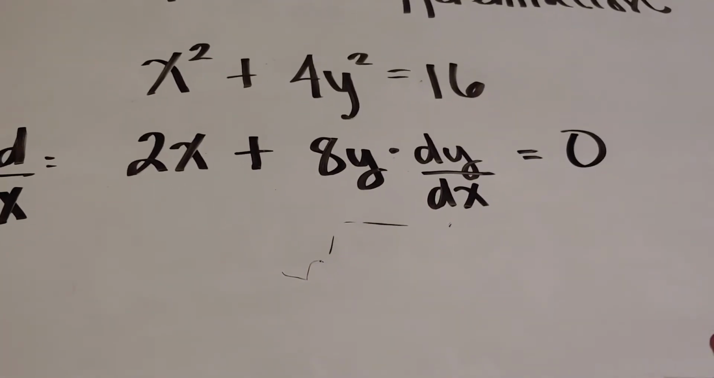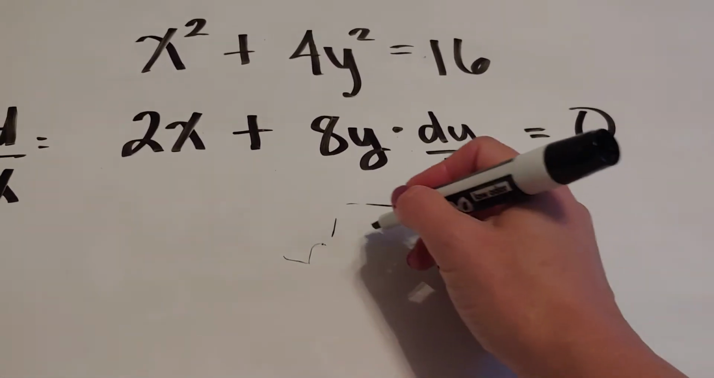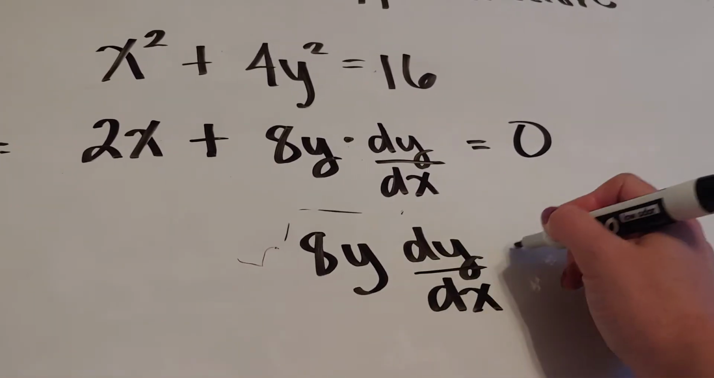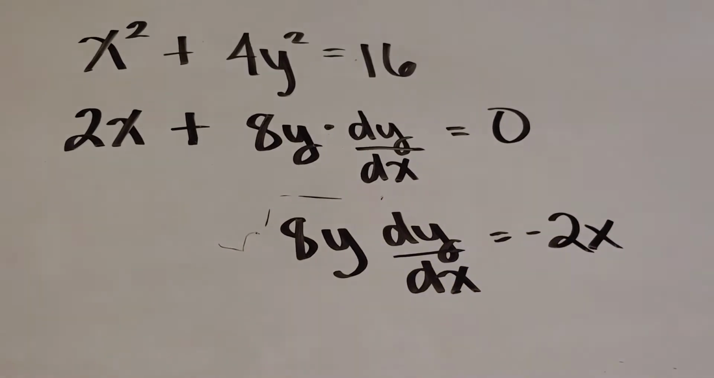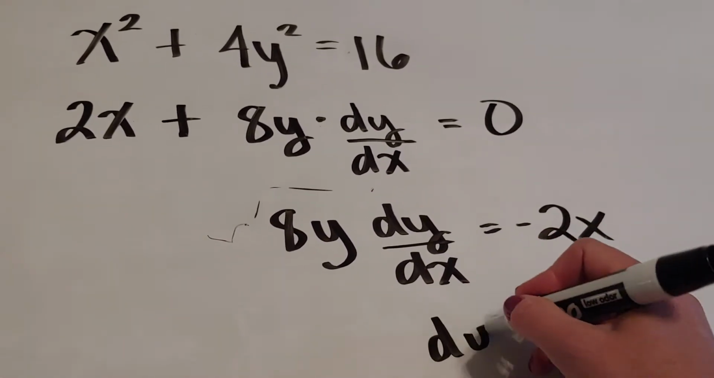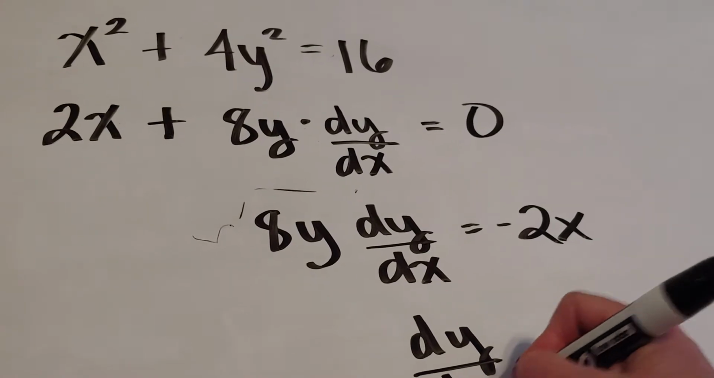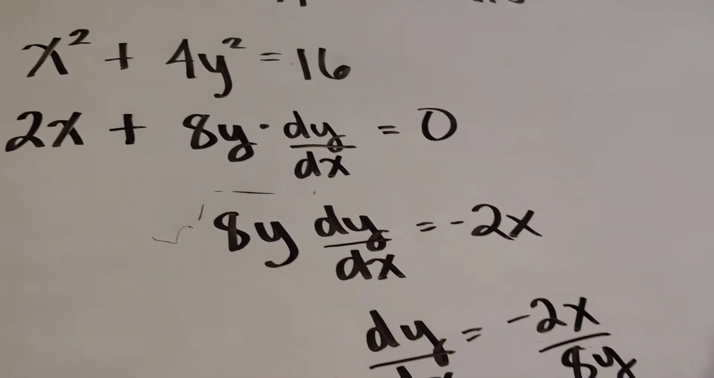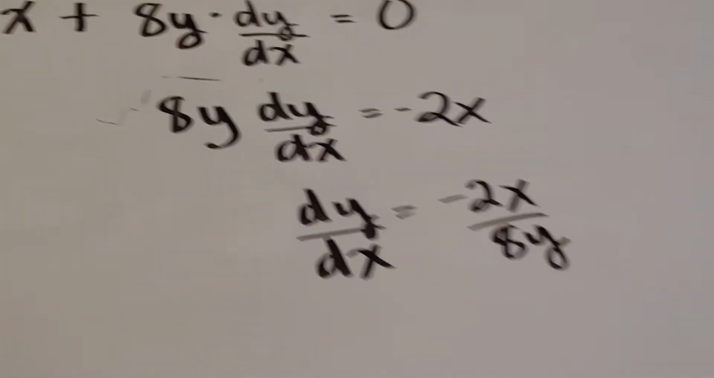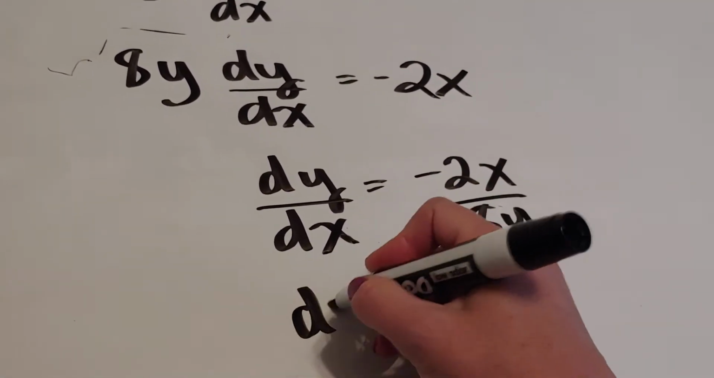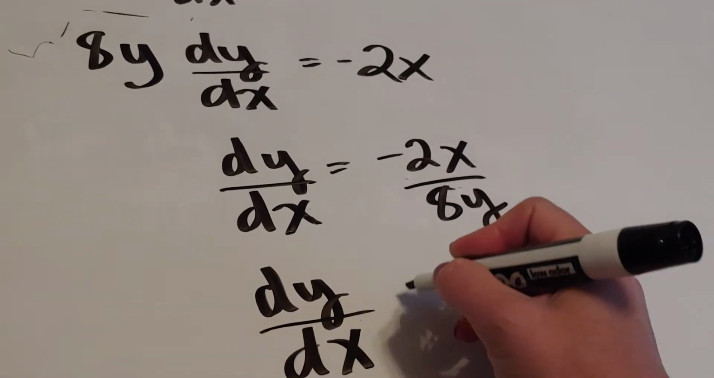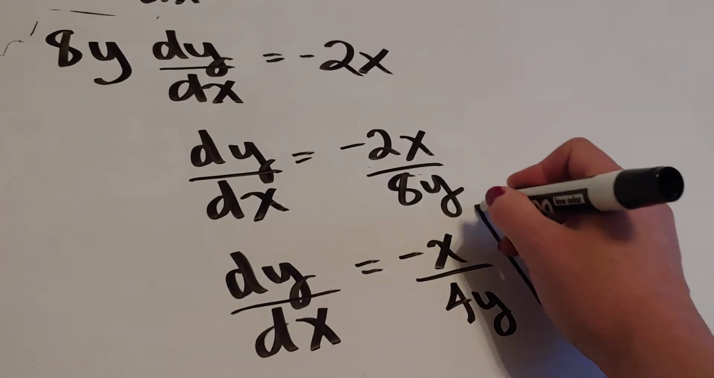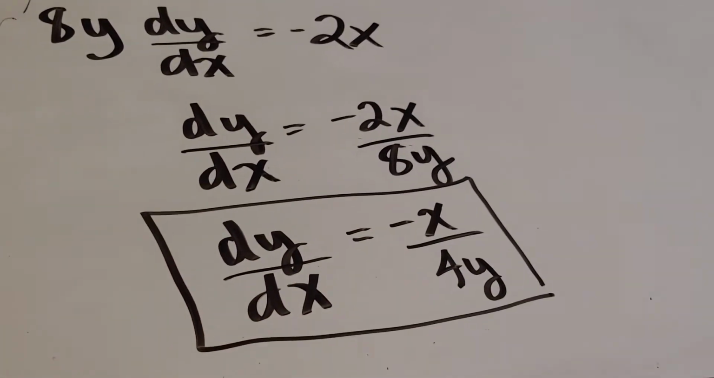Now our goal is to get dy/dx alone. So we are going to move the 2x to the other side, and then we'll divide by 8y. And I can make that a little bit cuter. I could reduce it by 2, so it looks like the slope at any point on the ellipse is given by negative x over 4y. Notice what I just said.